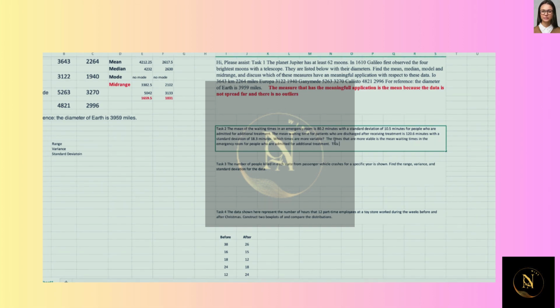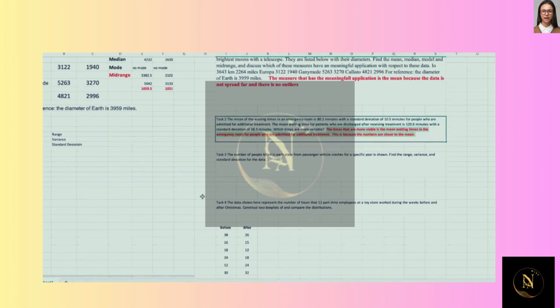This is because the numbers are closer to the mean. Okay, so the numbers are closer to the mean, hence the standard deviation is lower. So those times would be more representative of the data.